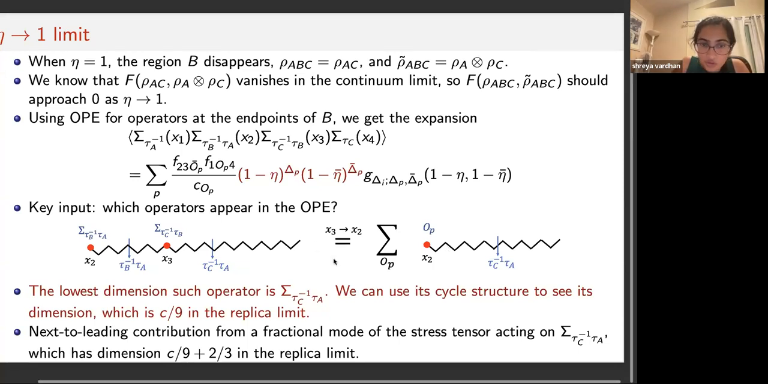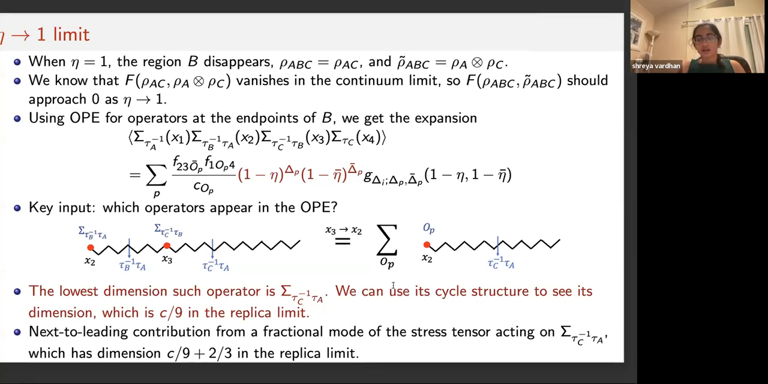And the lowest dimension such operator that appears in the OPE is simply the bare twist operator tau C inverse tau A. Okay. So I haven't shown this permutation explicitly, but you can see what it is just by composing these permutations. And you can look at its cycle structure and plug into the formula for the dimension that I mentioned to see that in the replica limit, this has a dimension of c over 9. Okay, so then plugging into this formula, this tells us that the leading power here should be c over 9.